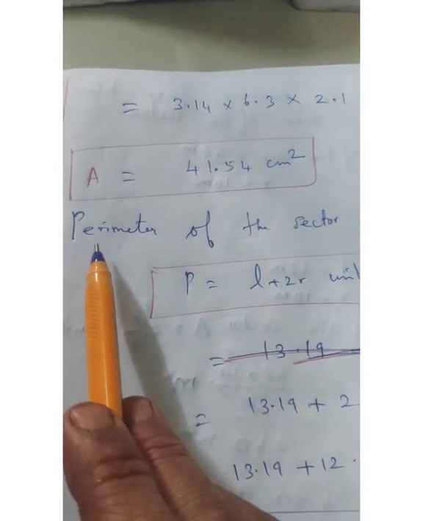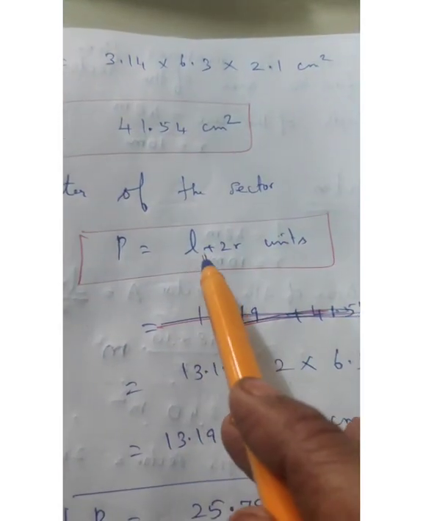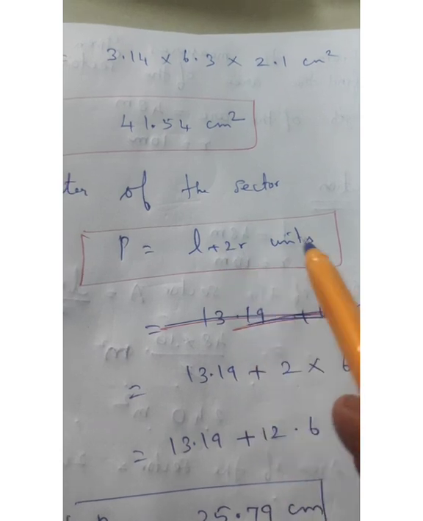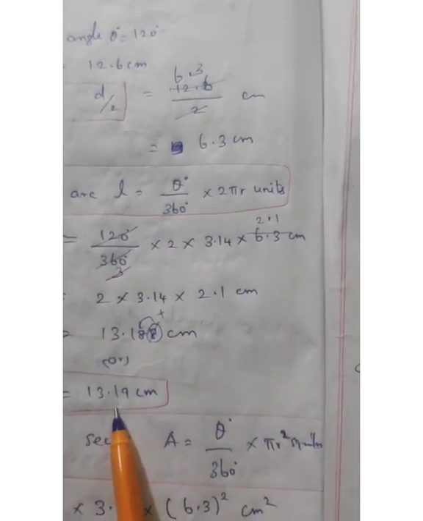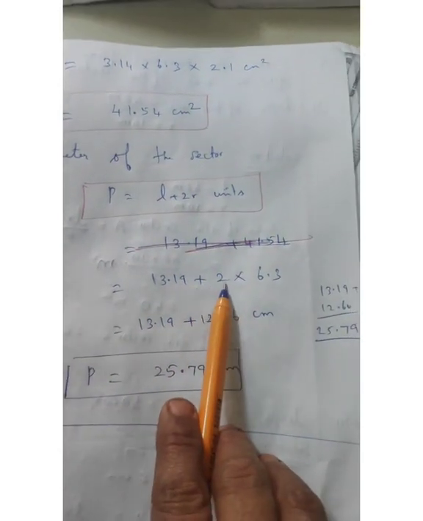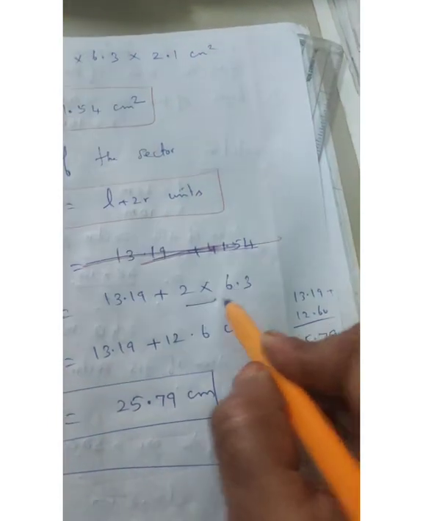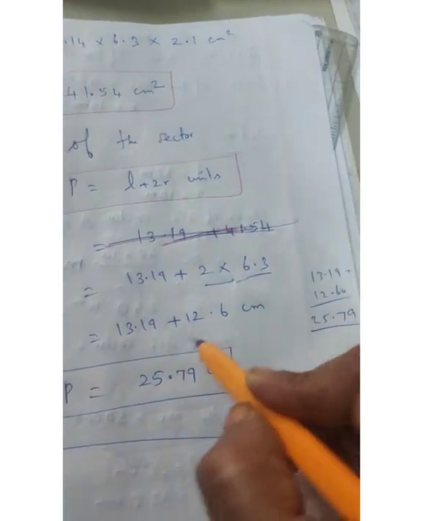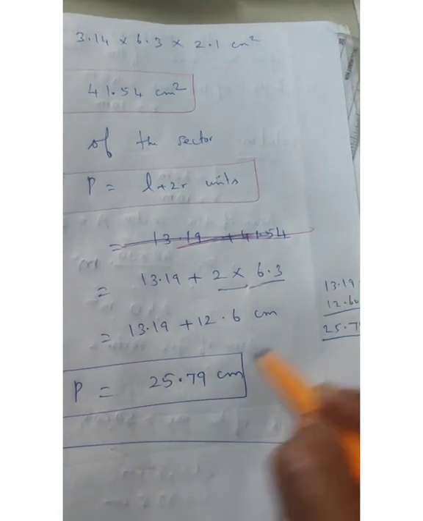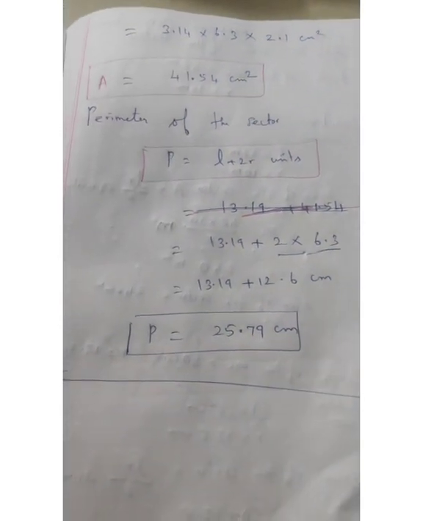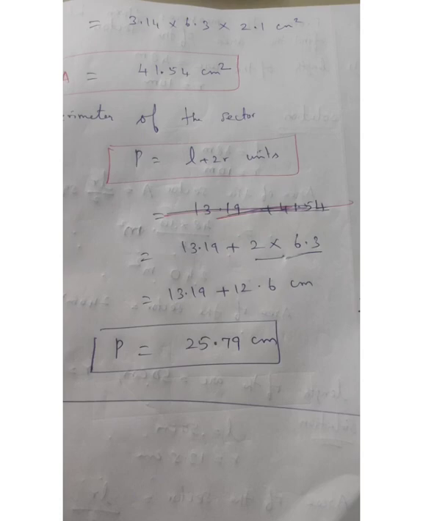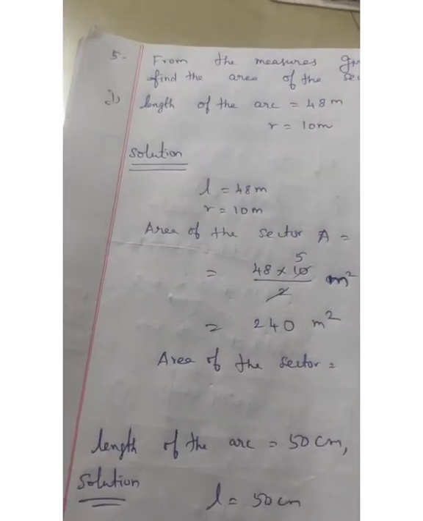Next, third one, find the perimeter of the sector. P equal to L plus 2R units. L value equal to 13.19. 13.19 plus 2 into R value equal to 6.3. Multiply these two numbers, get the answer equal to 12.6 centimeter. Add and write 25.79. P value equal to 25.79 centimeter.